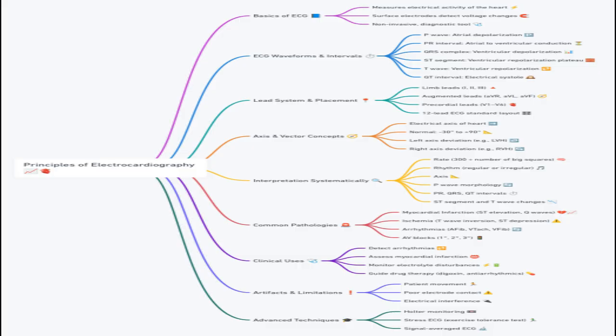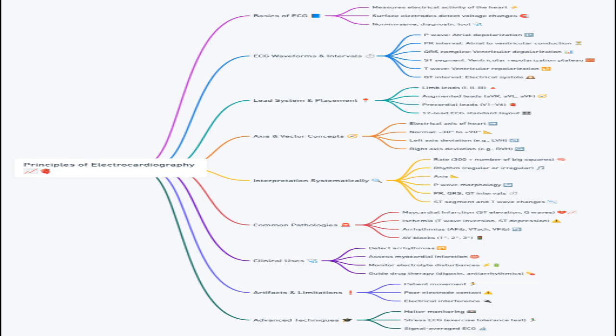So with the limb leads, we have the bipolar leads, which are three. They are arranged based on the Einthoven triangle, and these leads record the difference in potential between two limbs. And still on the limb leads, we have the augmented unipolar leads, which are aVR, aVL, and aVF. They record the electrical activity from a single limb relative to a composite reference point.